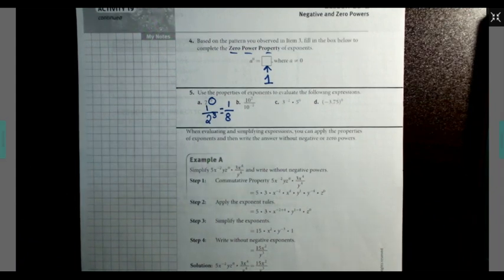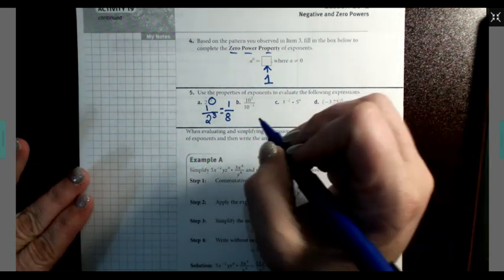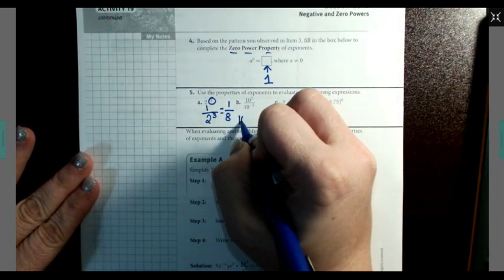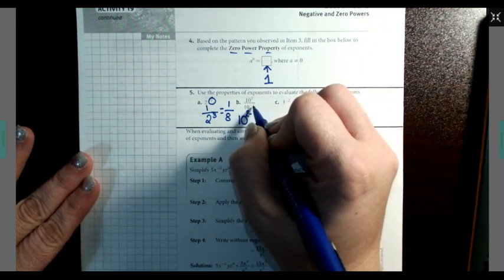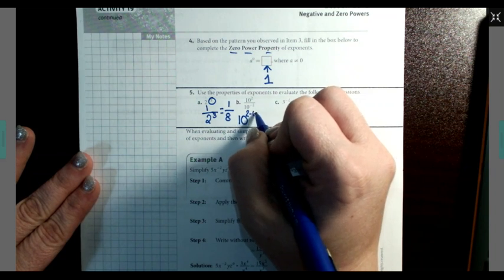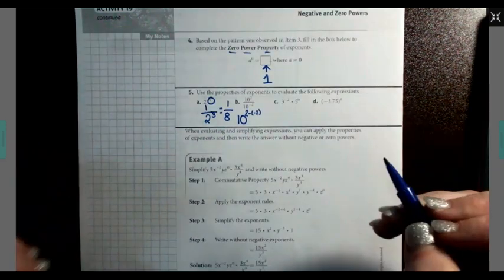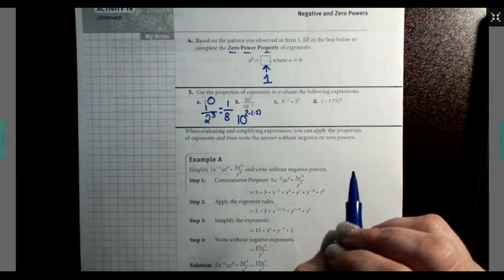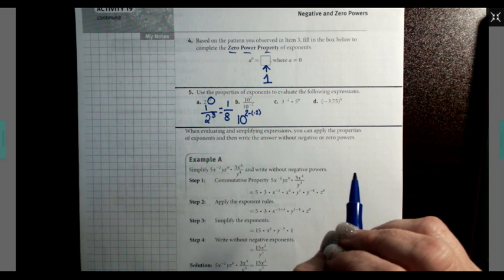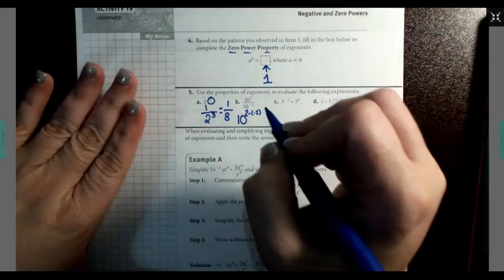Scratch that. Backtrack. What if we are dividing like bases? We subtract our exponents, right? So we have 10. This is going to be 2 minus a negative 2. Well, what is 2 minus negative 2? Please don't tell me 0. It's not 0. It's 4.